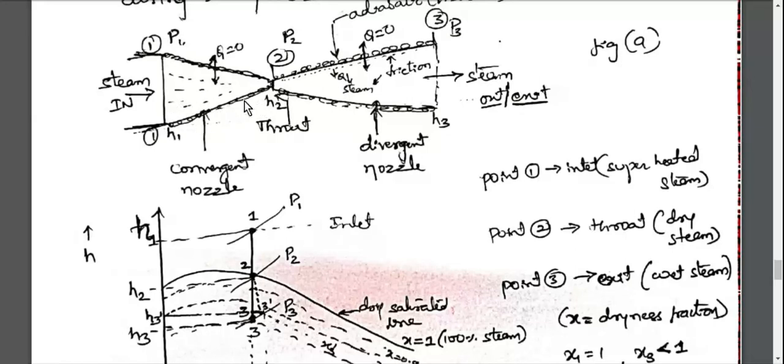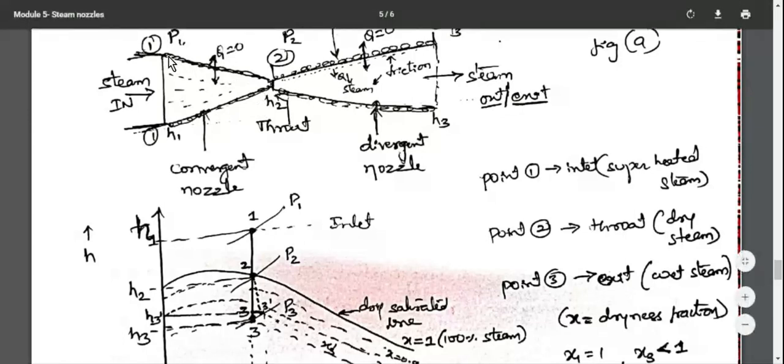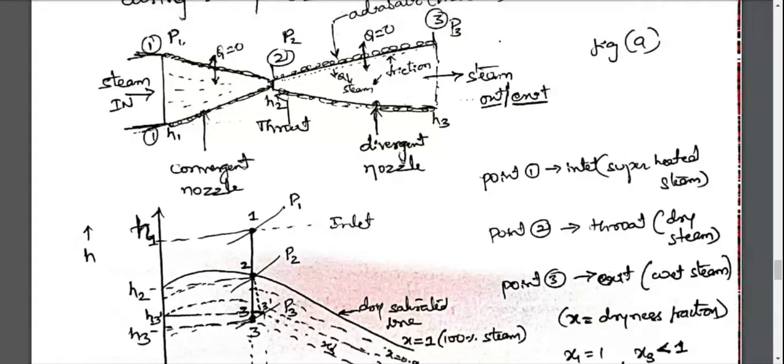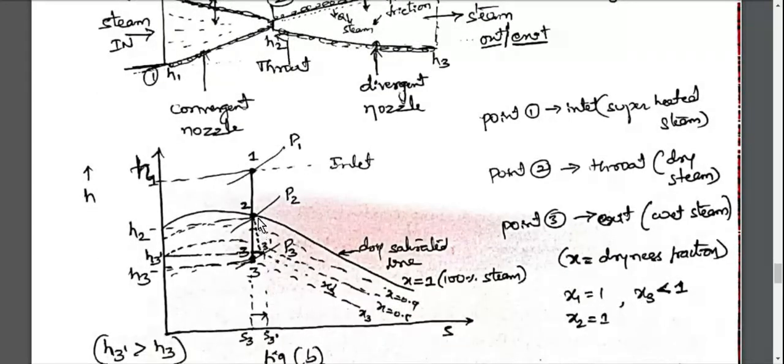So the length of this convergent nozzle is less than the divergent. The friction compared to the divergent nozzle is less here, so it is neglected. When the friction is neglected, obviously it becomes an ideal expansion process. Ideal is nothing but isentropic expansion. That is the reason I have not represented 1 2 dash with the dotted lines. If you represent 1 2 dash, then it becomes the actual case, but we have not done it.